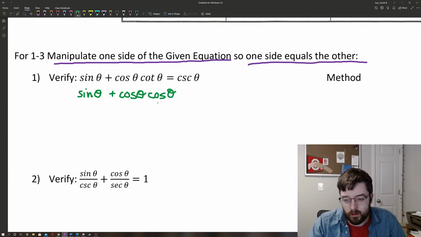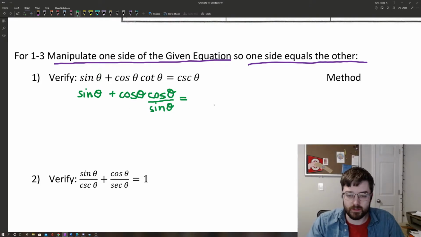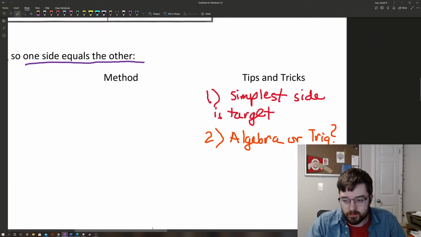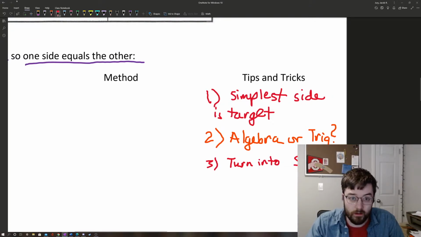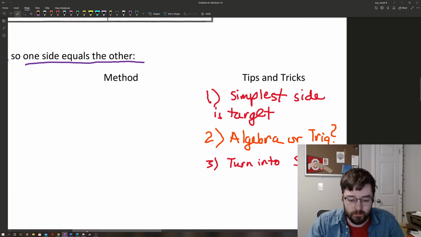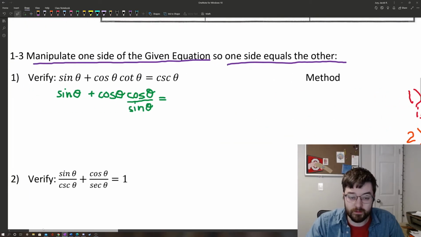then this should give me some clarity on what I am to do. And I'll just leave an equal sign here. So that's actually another trick we can do. We can turn everything into sine and cosine. Because sine and cosine are, I guess, the simplest ratios we understand.